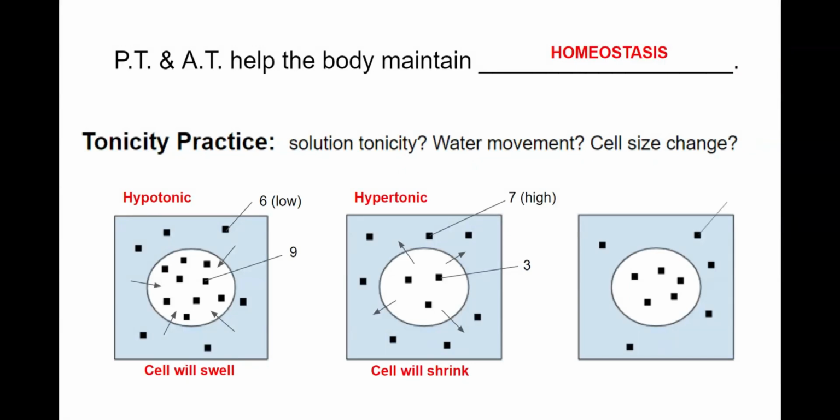Now let's jump to the last one. We're going to count our 2. We have 5 same, and then we have 5 on the outside. So those are the same. Isotonic. Iso means same. So we know that as one molecule moves in, one molecule is going to move out. So we have water molecules moving in and out, which means our cell will stay the same.